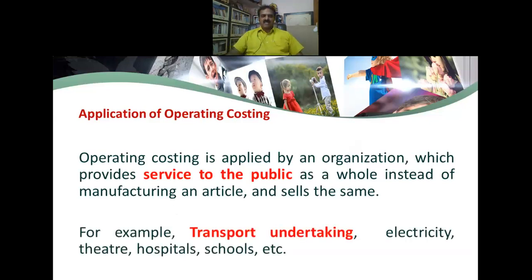Take for example transportation costing, electricity companies, movie theaters, hospitals, schools or educational institutions, etc. There is no manufacturing of an article or product with respect to these industries, where standardized services are provided by these organizations in order to offer their services to the needy, the public or the stakeholders.